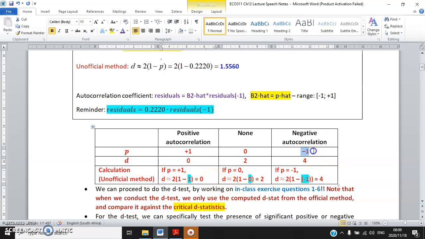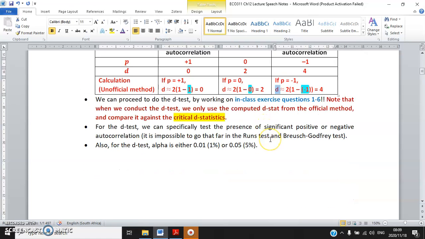Okay, and then in the last extreme case, negative autocorrelation, the strongest case of negative autocorrelation, when your autocorrelation coefficient is -1, then you substitute -1 here. Then 1 minus -1 gives you 2. 2 times 2 gives you 4. Then the expected computed d-stat would be equal to 4. But this is just the start.